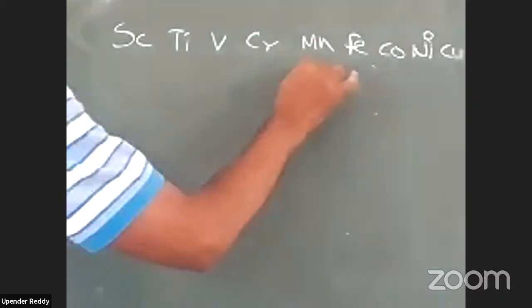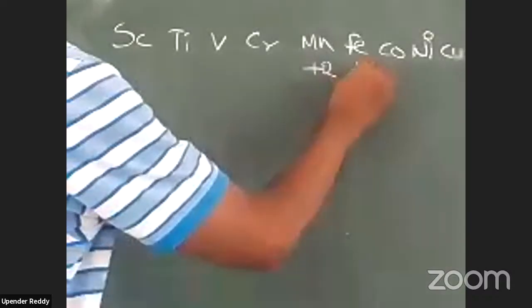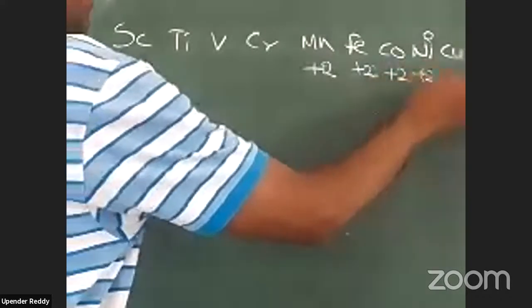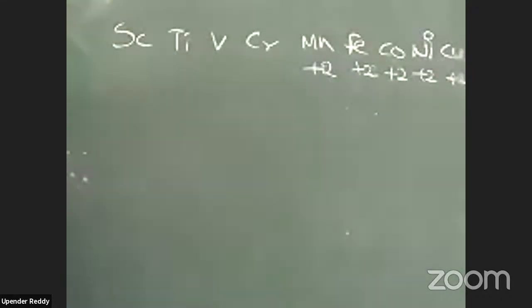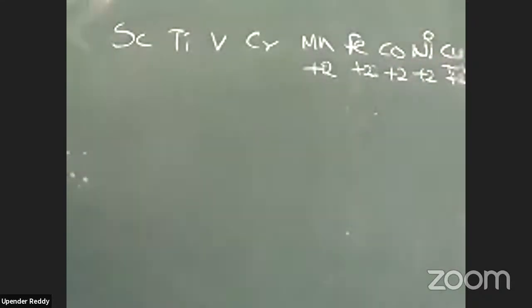Out of this, the oxidation state +2 is shown by manganese, iron, cobalt, nickel, copper, zinc. And the +1 oxidation state is also shown by copper, especially.